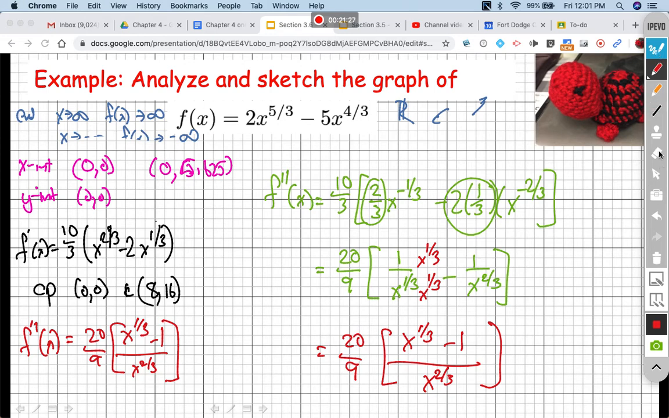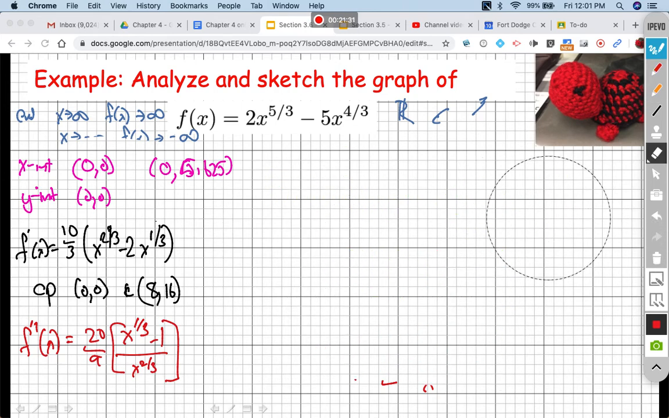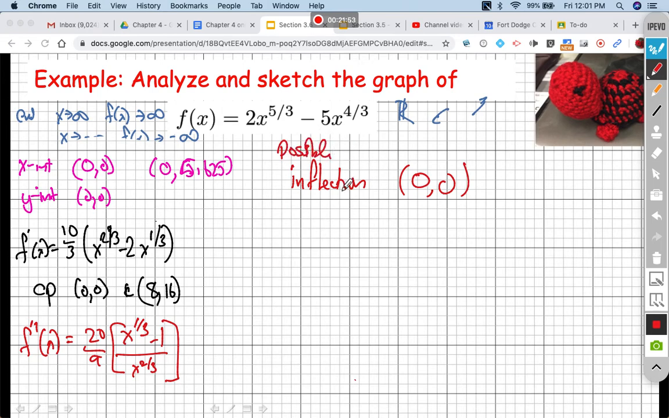We've got to look and see where we have possible critical points. Sorry, not critical points, inflection points. Well, if x is 0, this does not exist, so 0, 0 is a possible inflection point. We also have where x to the 1/3 minus 1 equals 0, so this is going to be x equals 1.